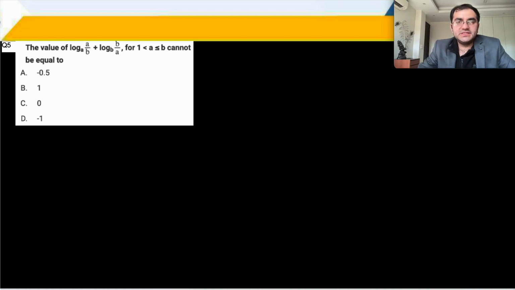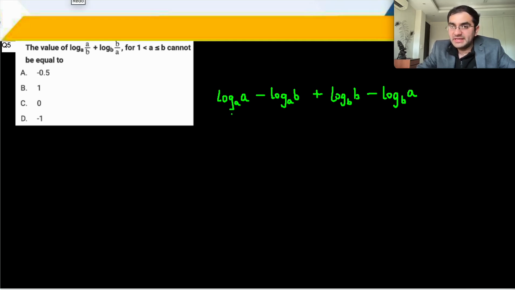Now, this is a log question based upon basic properties, but it is also using an algebra property, a very common one from somewhere else. So let's just separate out the argument and the base. So log a minus log b ho jayega. Argument is a. Same for the other case, log b minus log a. Argument is b. ठीक है? So log a base a is 1. Log b base b is 1.